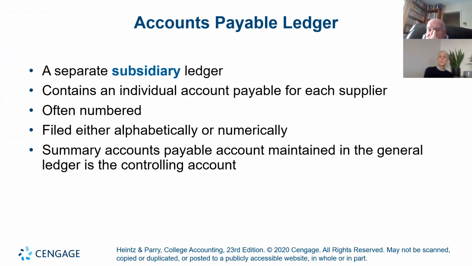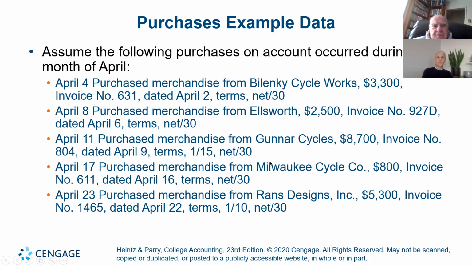That's what we're talking about here, except it's on the payable side. This is what we owe. So we must keep a subsidiary ledger, which has an individual account payable for each supplier and numbered. It'll probably be numbered, filed alphabetically, summary accounts. Let's cut to the chase here. Assume the following. We purchase goods from Blinky and we purchase from Ellsworth.